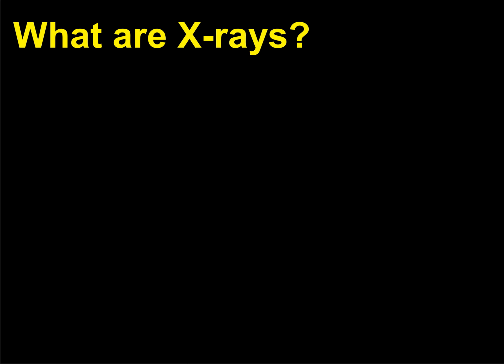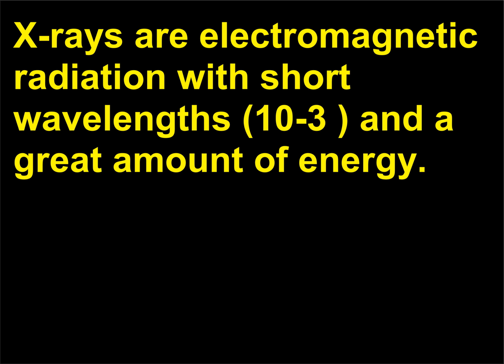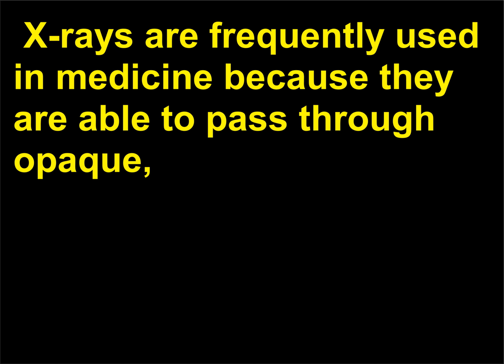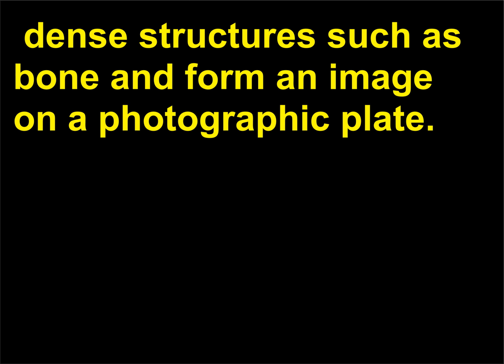What are X-rays? X-rays are electromagnetic radiation with short wavelengths, 10 to 3, and a great amount of energy. They were discovered in 1898 by William Conrad Röntgen, 1845 to 1923. X-rays are frequently used in medicine because they are able to pass through opaque, dense structures such as bone and form an image on a photographic plate.